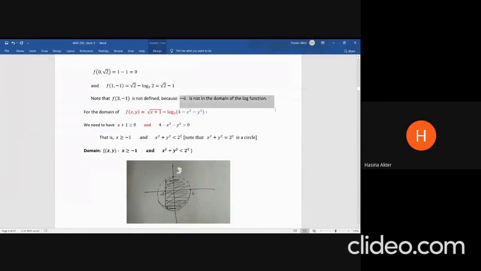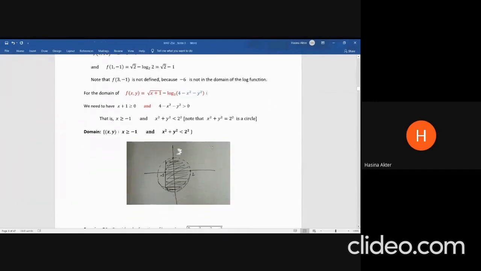Okay, now let's talk about the domain. So this is the function given. The function is the difference of two different functions. One is an algebraic function, one is a logarithmic function. So we have to find their domains, and then we have to take the intersection of their domains. Does it sound familiar, the statement? Yes, miss. The subtraction form.